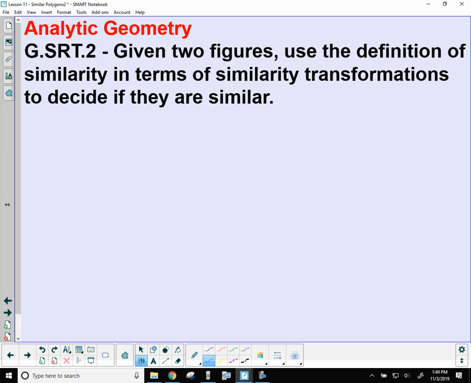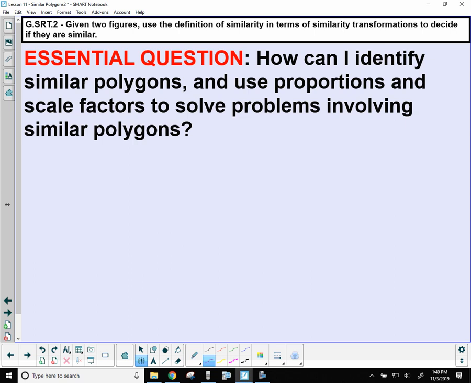Given two figures, use the definition of similarity in terms of the similarity transformations to decide if they are similar. So, how can I identify similar polygons and use proportions and scale factors to solve problems involving similar polygons?